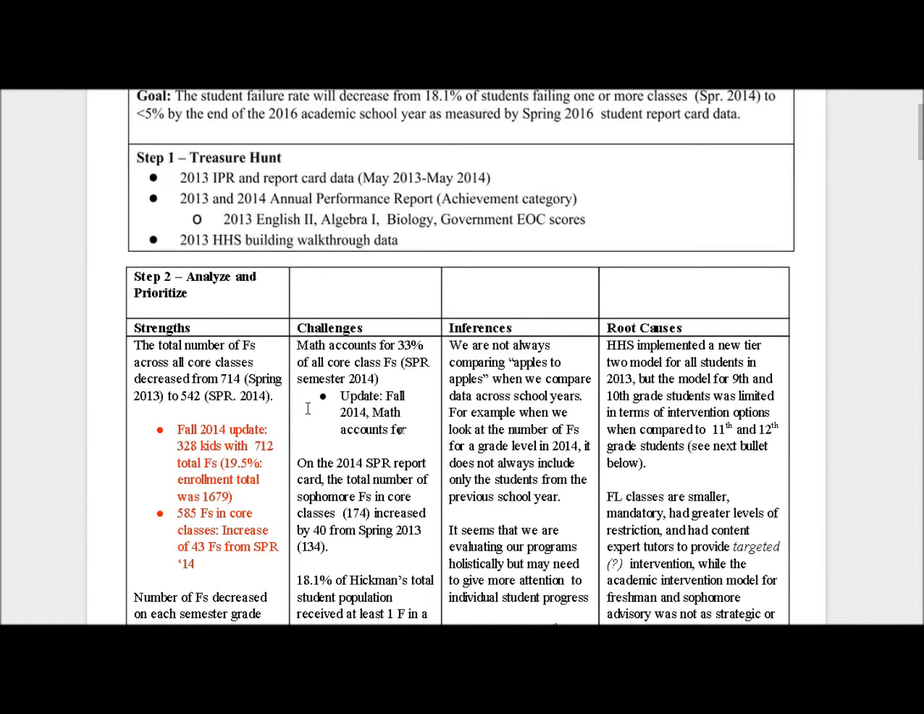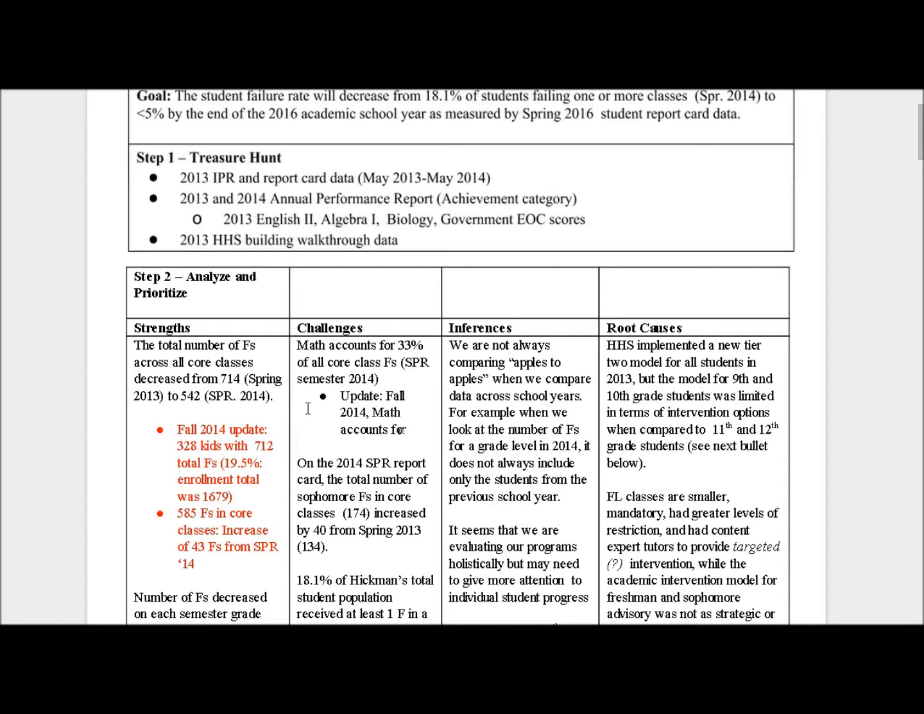So step 0, remember, in the DMR process is always asking yourself a question that you want to answer. The question that Leadership Council and I developed was, what does achievement look like at Hickman High School? Notice that really wasn't just saying how many F's do we have or what do grades look like at Hickman High School, but what does achievement look like? That is multidimensional in itself.